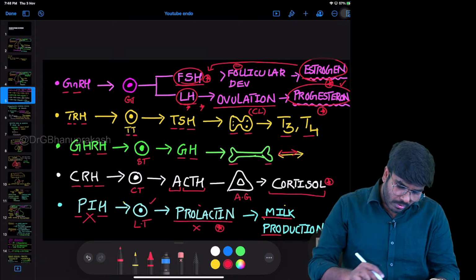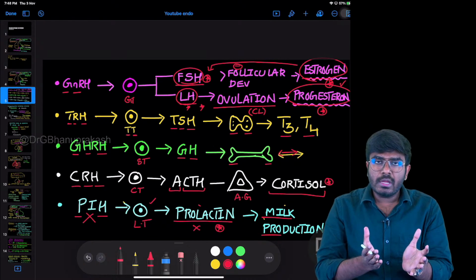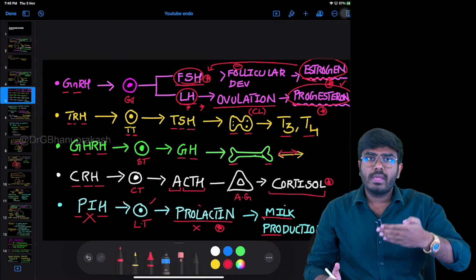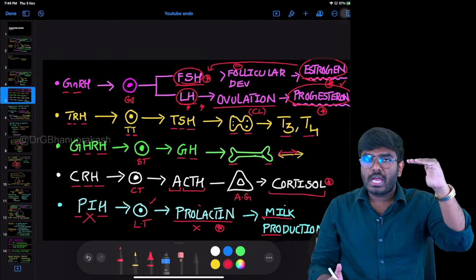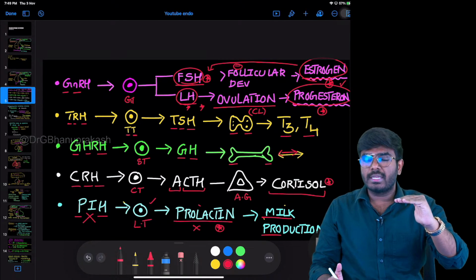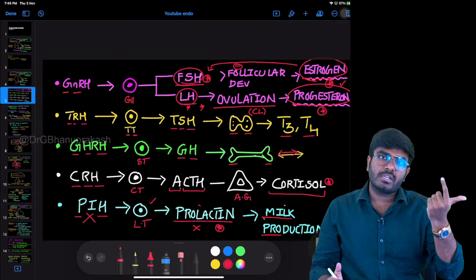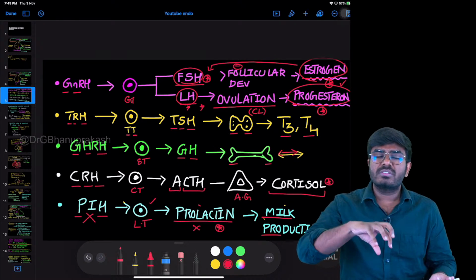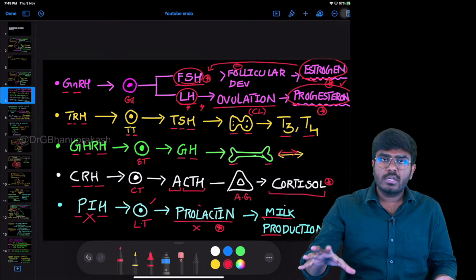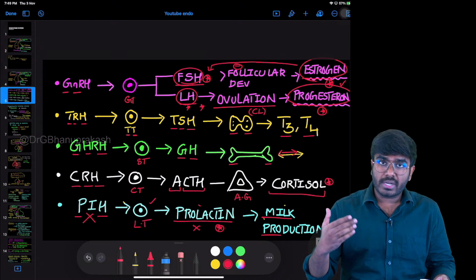Now, having said that, I hope you have a better understanding of how all these axes work. What is the highest center? It's the hypothalamus, sir. Hypothalamic hormones come to the anterior pituitary. The anterior pituitary will release growth hormone, thyroid stimulating hormone, ACTH, FSH, LH, and prolactin. These hormones will act on their particular organs so that the appropriate response will come.